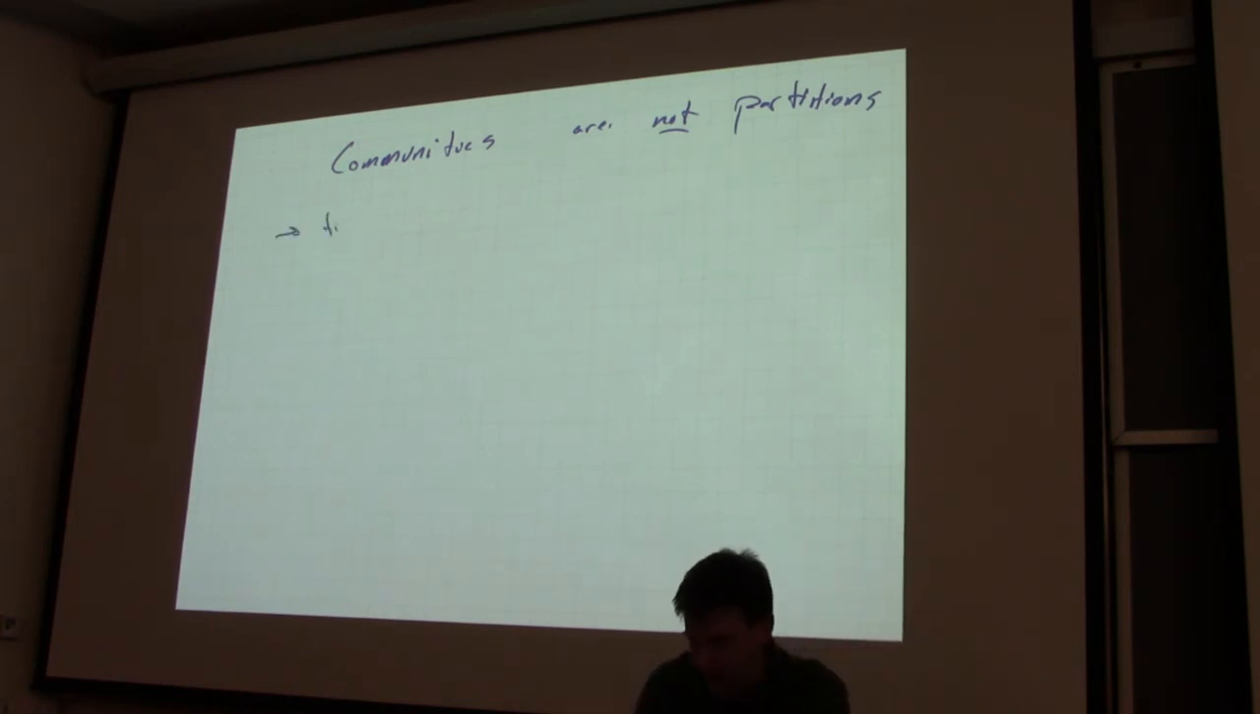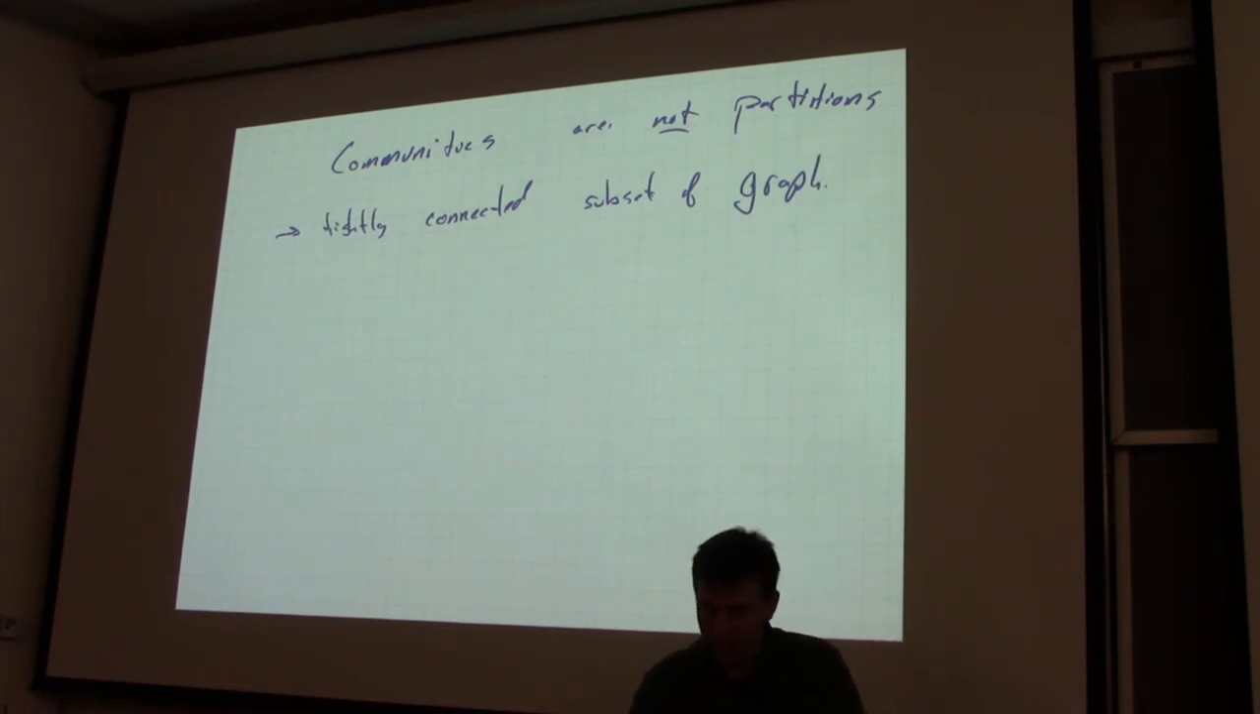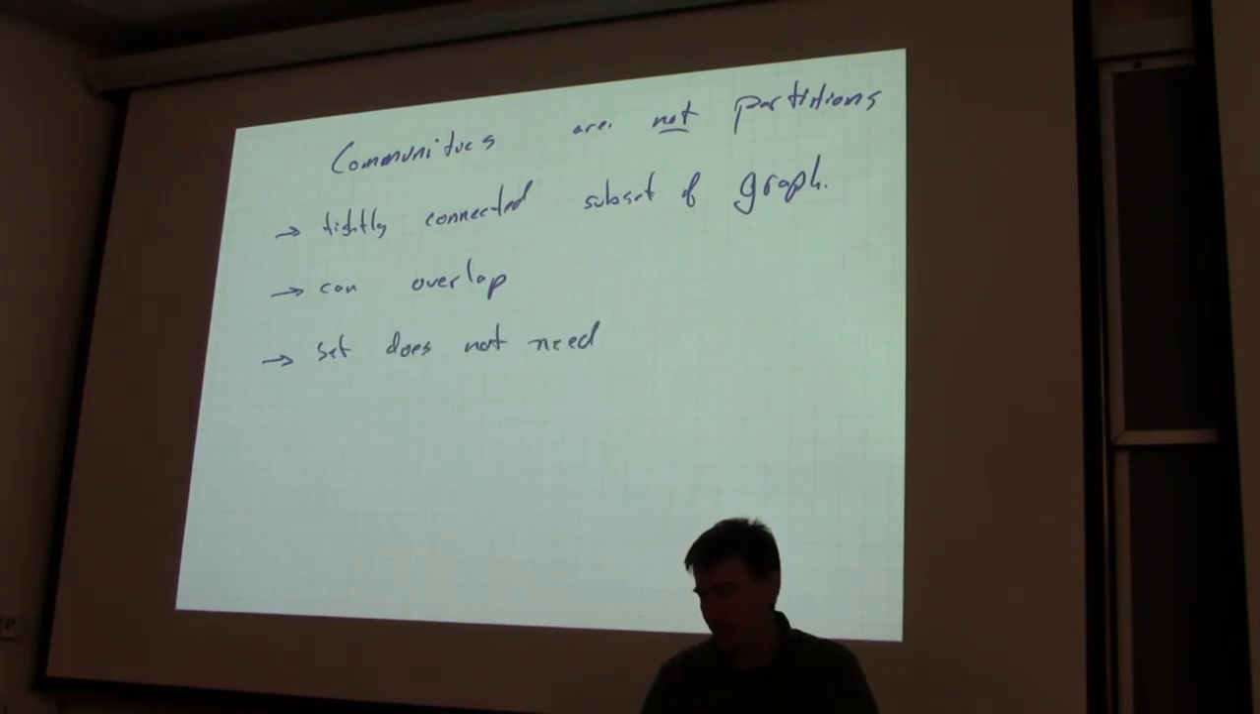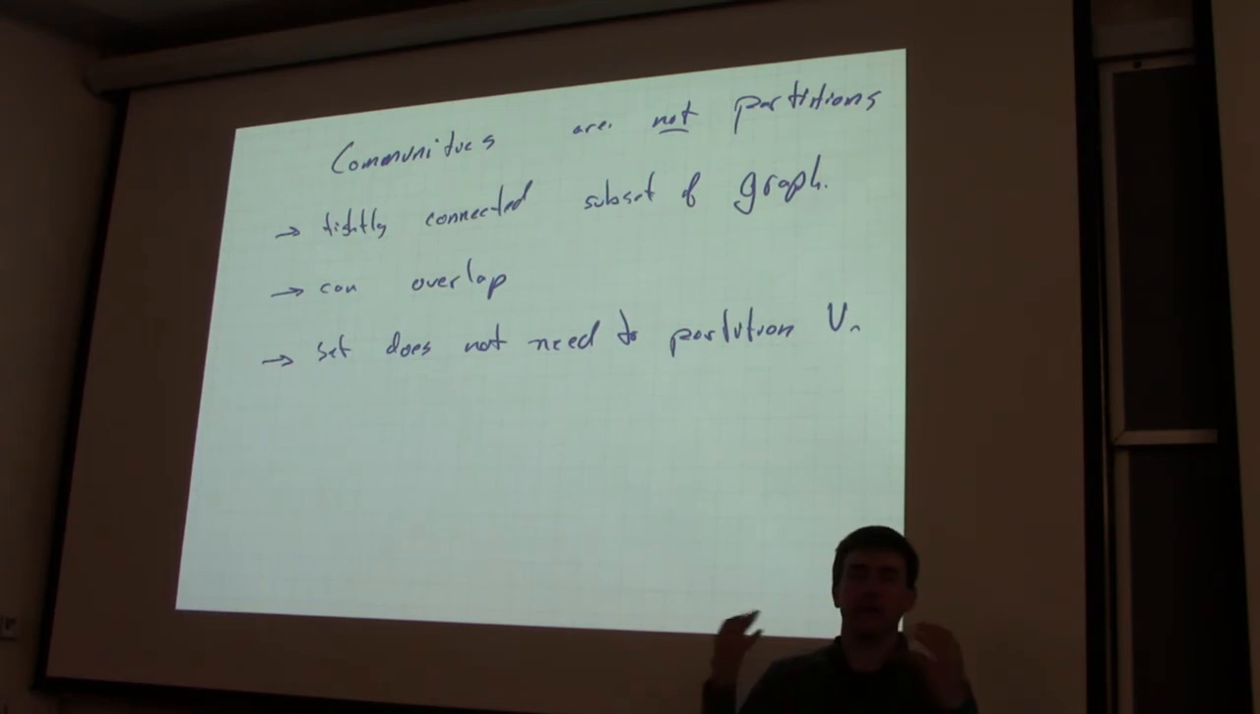A community is a tightly connected subset of the graph. Communities can overlap with each other, and a set does not need to partition V. It does not need to partition the vertex set. I'm just trying to find regions of the graph that indicate there are more connections than I would expect at random, essentially.